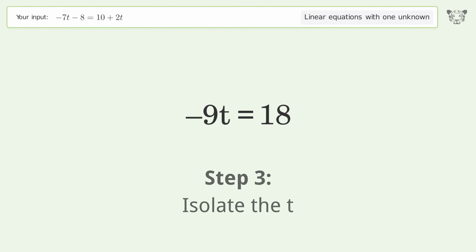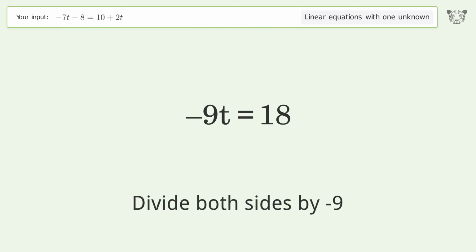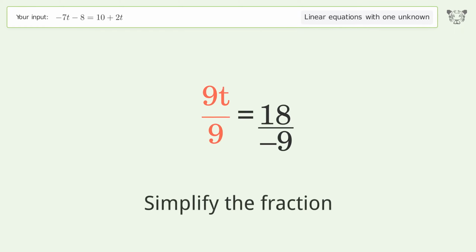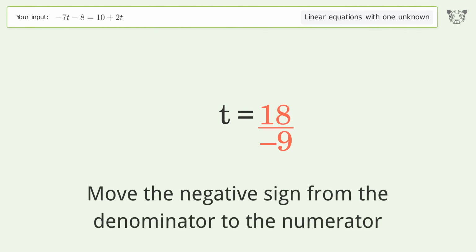Isolate the t. Divide both sides by -9. Cancel out the negatives. Simplify the fraction. Move the negative sign from the denominator to the numerator.